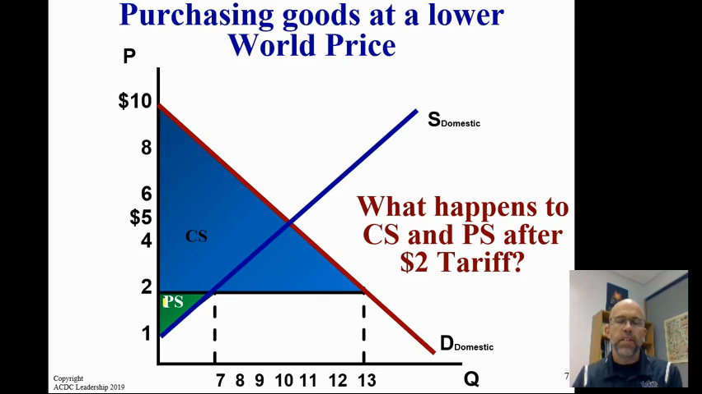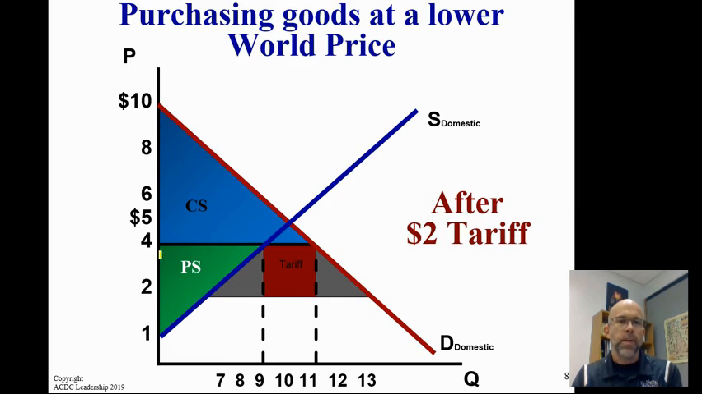So what happens if the country then establishes a $2 tariff? Well, that $2 tariff is going to bump up the price $2. We see from $2 to $4. And we can see here that our producers are going to do better. There's more producer surplus in green. There's less consumer surplus in blue. And we can even determine what the tariff revenue would be. That's going to be the price times the quantity. So it's the price of the tariff, $2, times the quantity at that new $4 price. And that's going to be 11 minus 9. So $2 times 2 units, and it's going to be 4.